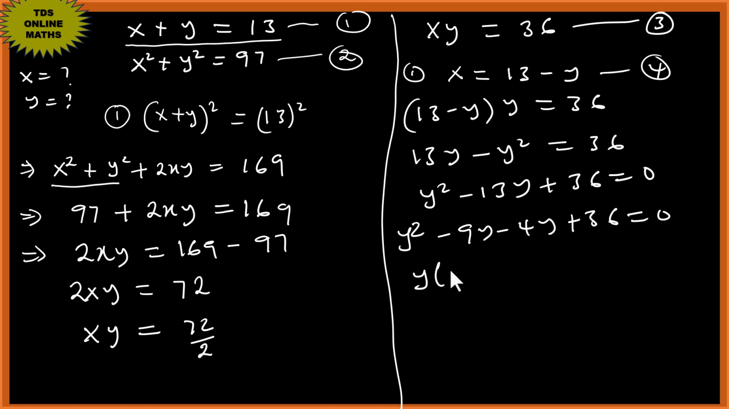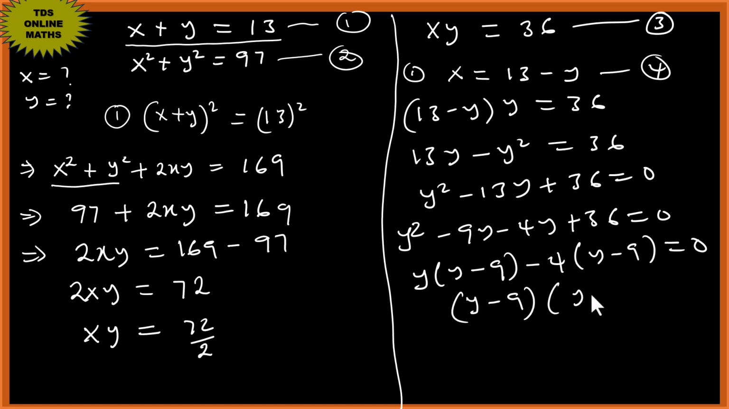So we have y, minus 9 here, and we have minus 4 out. So y minus 9 equal to 0, y minus 4 equal to 0. So we have y equals 9 and y equals 4.